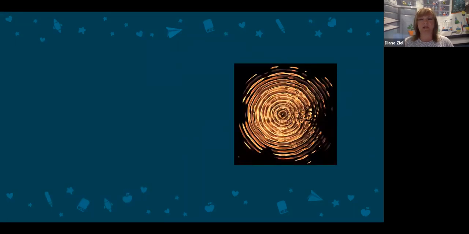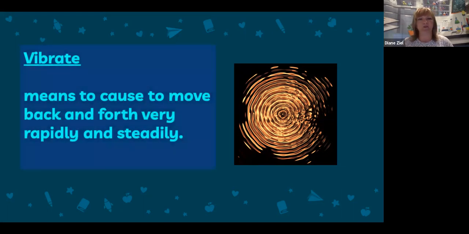This is an example of a stone being dropped in the water, and this rapid movement of the water can be seen in this picture. What is that rapid movement caused by the stone or object being dropped in the water called? If you said vibrate, you would be correct. Vibrate means to cause to move back and forth very rapidly and steadily, which is why the circles are growing at a steady pace out from the center.